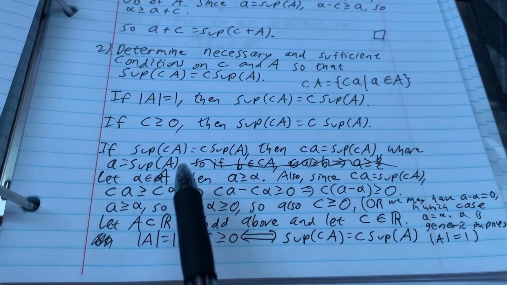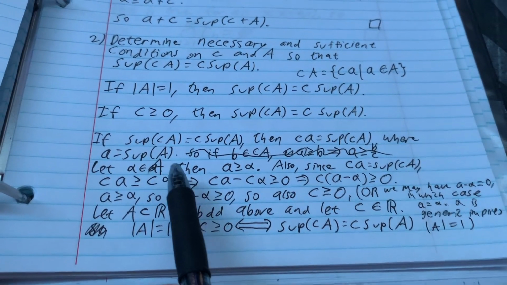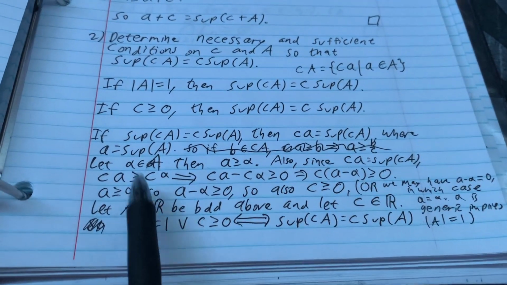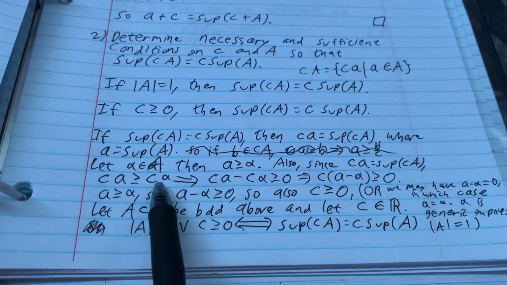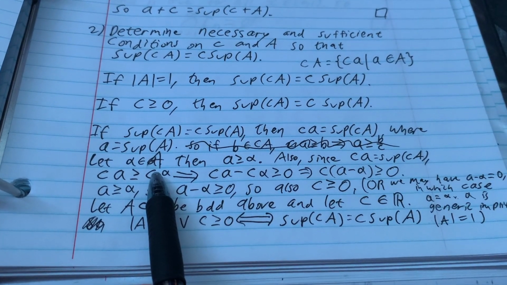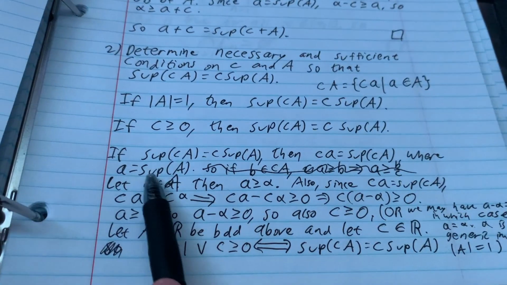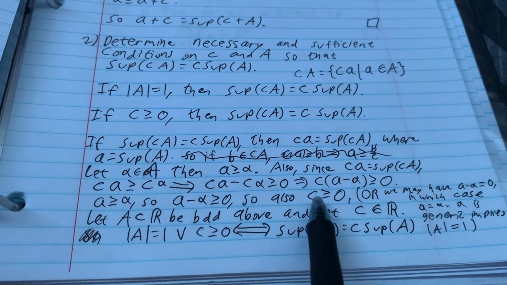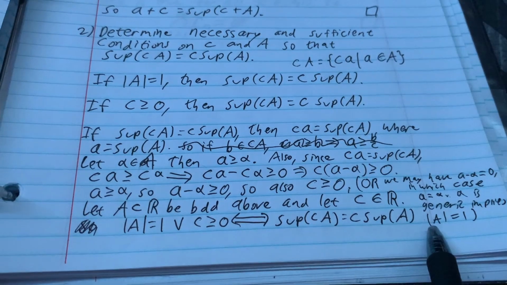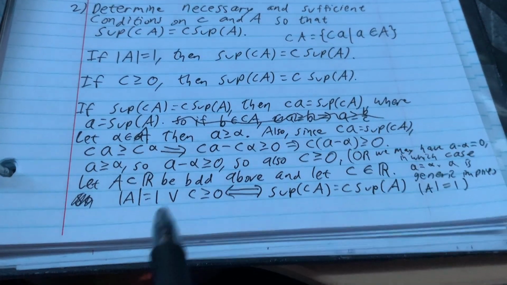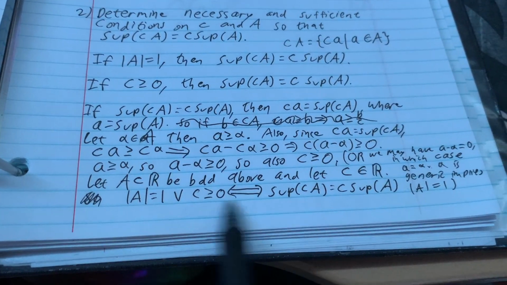Since alpha is a generic element of A, if the supremum of A equals a generic element, then the supremum is equal to every element. One thing can't be equal to two things that aren't equal, so there must only be one thing in the set. So either C is not negative, or A only has one thing in it, which gives us that the cardinality of A is 1 or C is not negative. This actually gives us our double arrow, which is what we wanted.